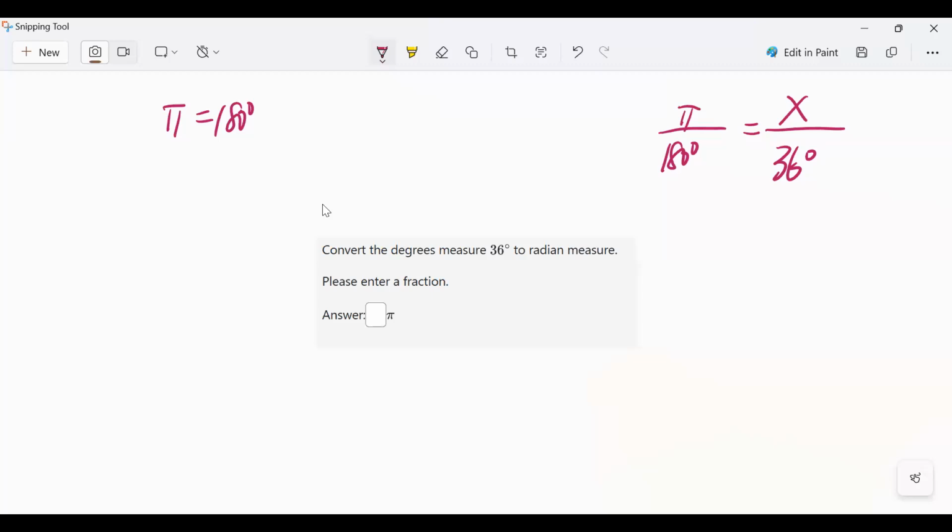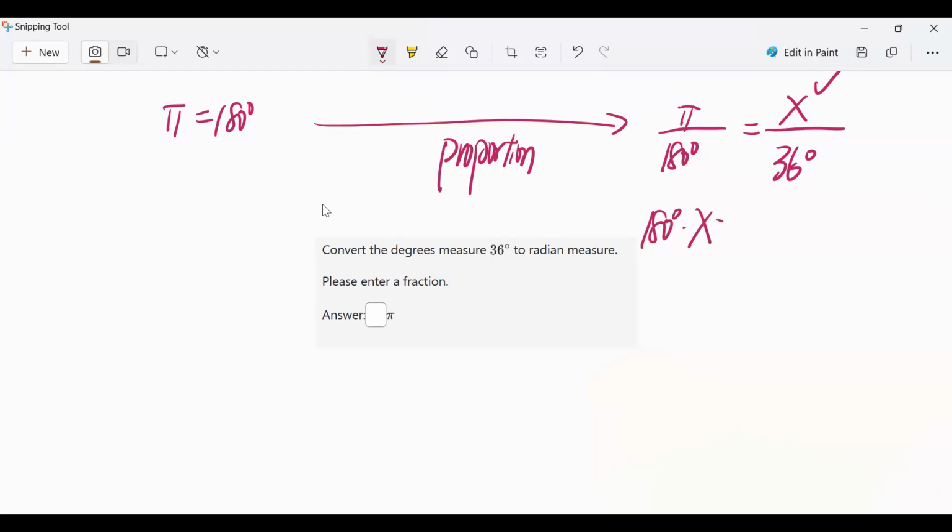So pi equals 180 degrees. So based on that, we're going to set up a proportion. This is called a proportion. Pi over 180 degrees, and in our case, we have 36 degrees, and we don't know how many radians that is, right? So it's only x radians. Now here we're going to cross multiply and solve for x. So 180 degrees times x equals 36 degrees times pi.